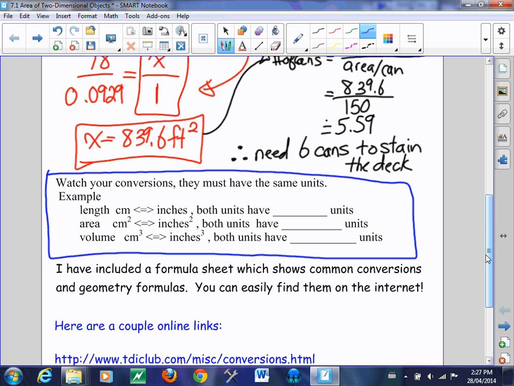Hopefully you can remember this, but it says watch your conversions. They must have the same units. So if you're going from a length, for example, centimeters to inches, both units have what we call singular units, just like the perimeter up there.